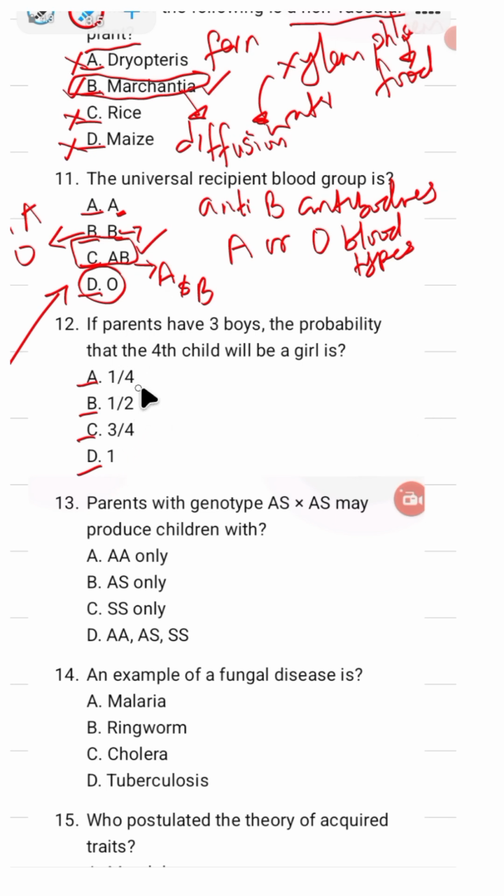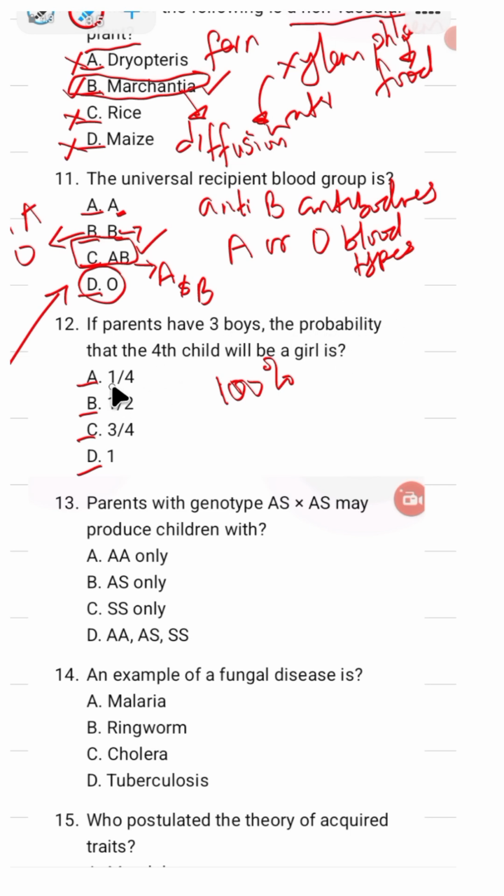The first one says 1/4. And don't forget this is under probability. You can't be 100% sure about the sex of a child. You are told that the parents already have 3 boys. The probability that the 4th child will be a girl is a probability. Probability can be 0 or 1. If it's 0, that means it can't happen. If it's 1, that means it definitely will happen.